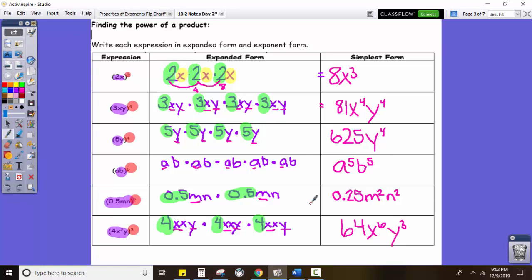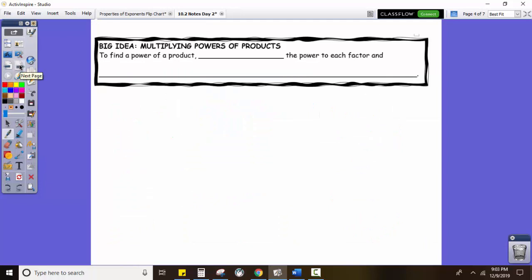So hopefully as we've gone through this, you've started to realize what the rule might be so that we don't always have to write it out in an expanded form. But remember, when in doubt, write it out. So we're going to jump down to fill in the big idea here. When multiplying powers of products, to find the power of a product, so that means multiple terms multiplied together, you are going to distribute the power to each factor and apply the power to a power rule, which is when you multiply the exponents together. And I'll show you how that works.